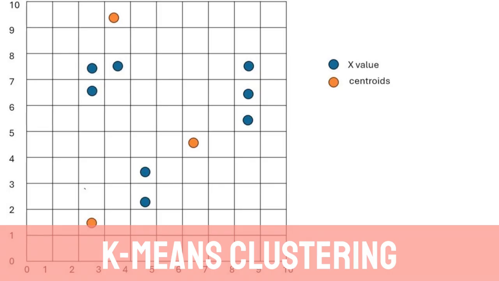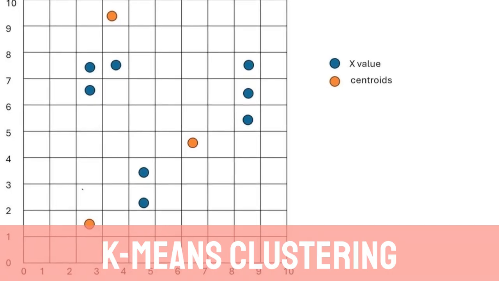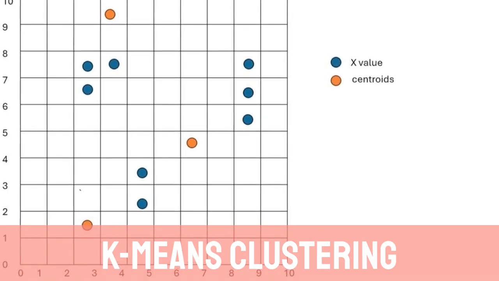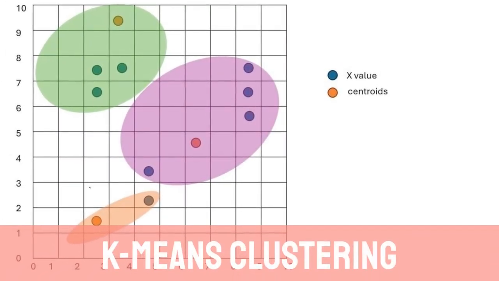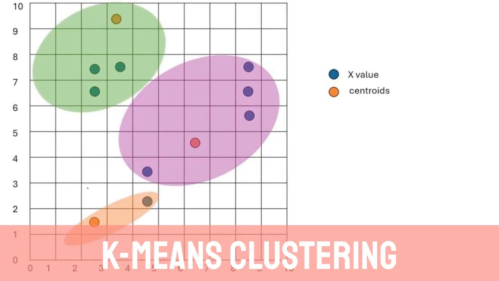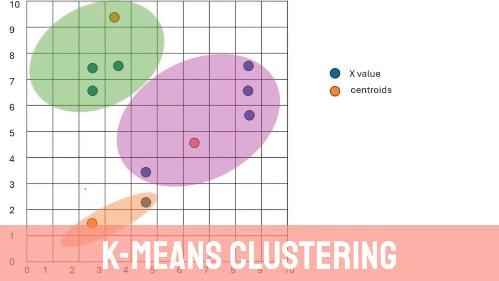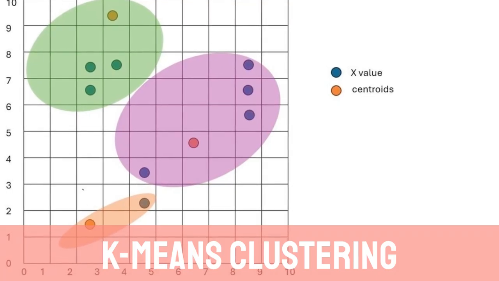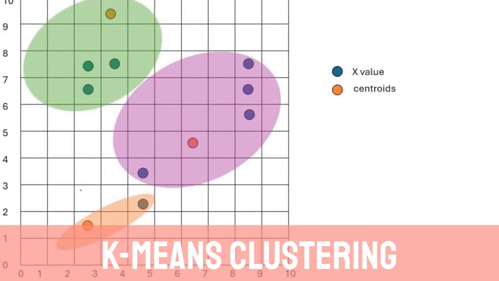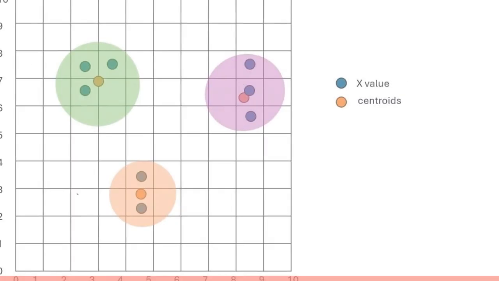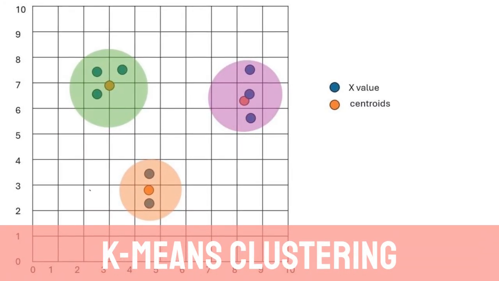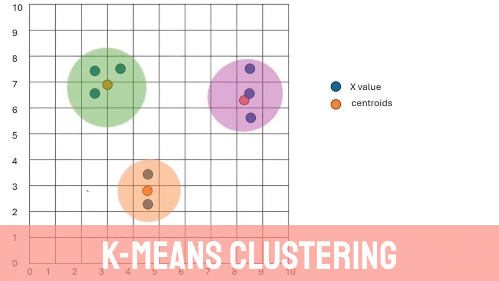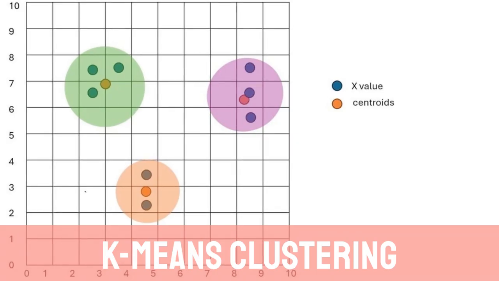The algorithm then places 3 random points on the graph. These points are called centroids, and they act as the initial center of each cluster. Every data point is grouped with the centroid closest to it. A cluster's center point, or centroid, is moved to the average location of all the data points assigned to it. Because this movement might make other data points now closer to a different centroid, they are reassigned. This process of moving the centroids and reassigning points repeats until the clusters are stable.